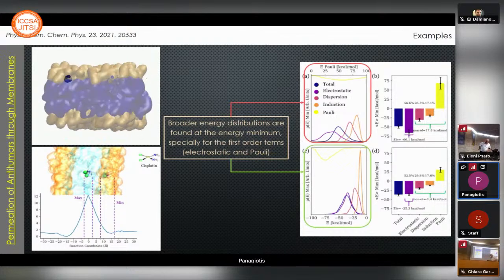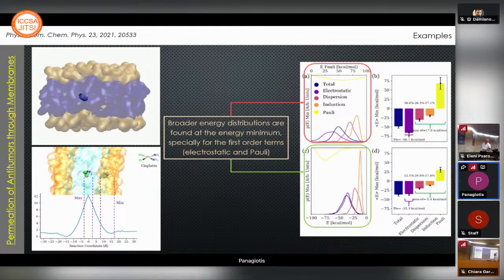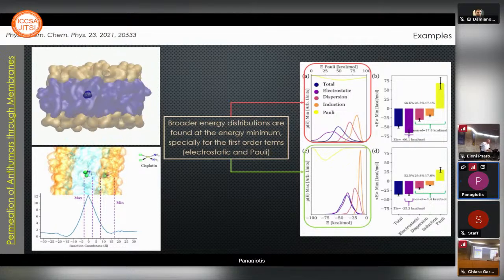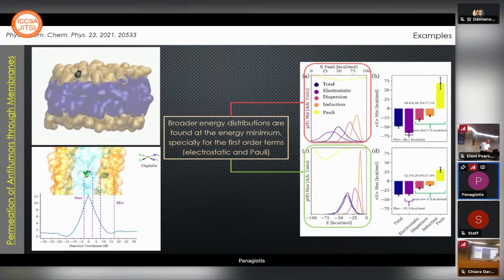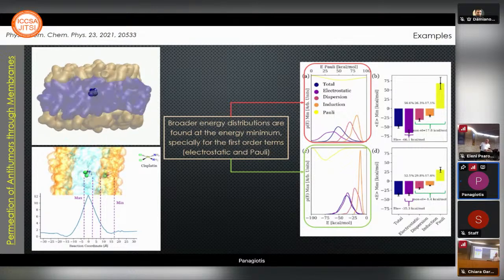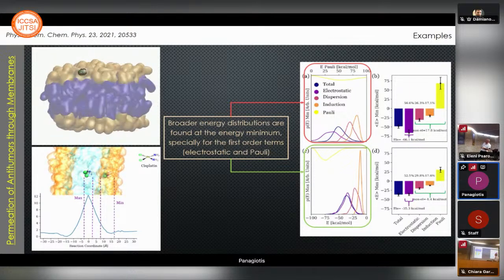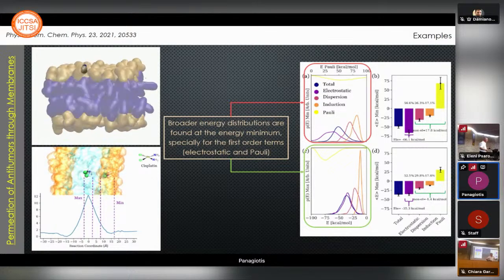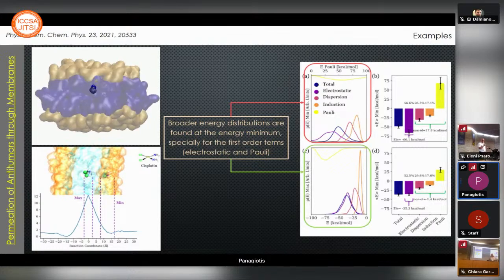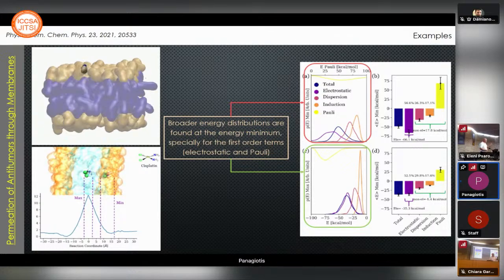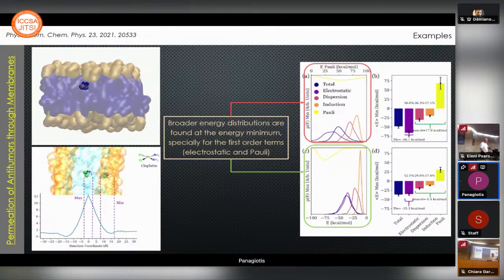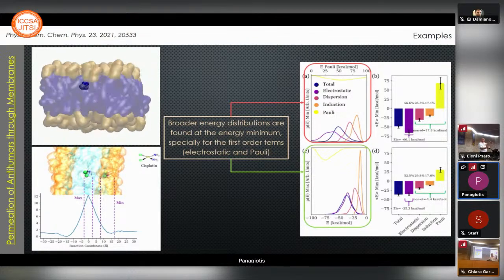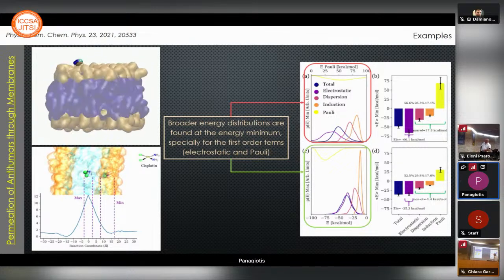And we found that for the energy distributions, the higher the energy, the broader the distribution. This is not surprising: the Pauli repulsion, the yellow line, shows a much broader distribution than the rest because it's a short-range term and depends more on the interatomic distances and the changes in atomic distances along the trajectory. So it has a very low profile.